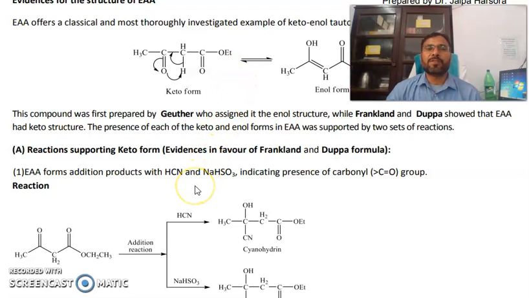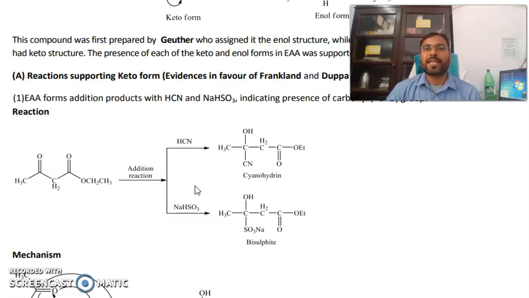This compound was first prepared by Geuther, who assigned it the enol structure, while Frankland and Duppa showed that ethyl acetoacetate had the keto structure. The presence of each of the keto and enol forms in ethyl acetoacetate was supported by two sets of reactions. First, the reactions supporting the keto form, evidence in favor of the Frankland and Duppa formula.